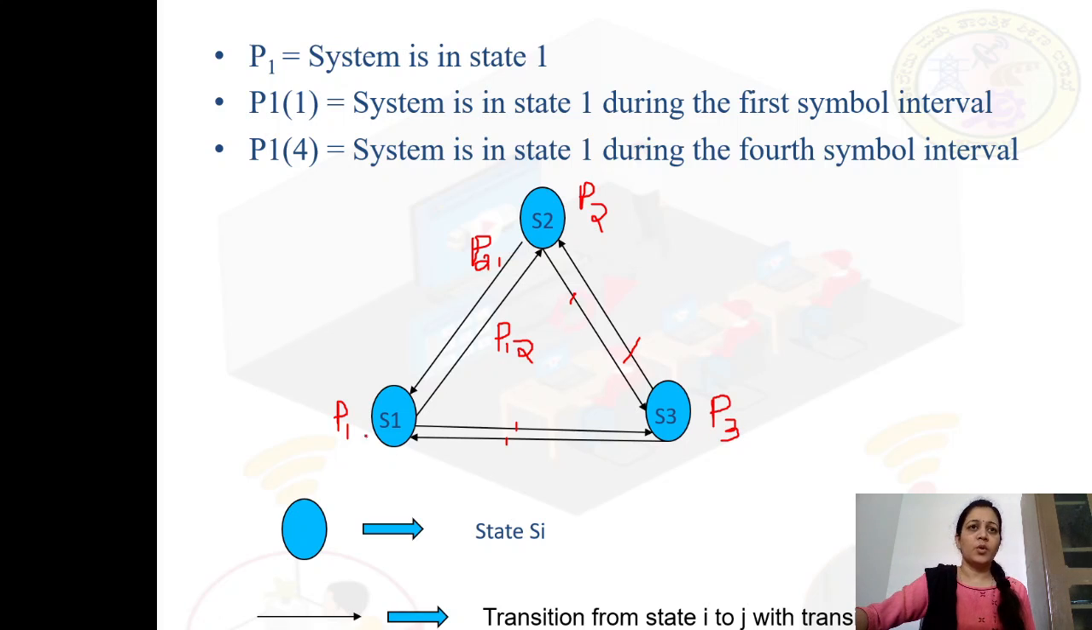Okay, so if I want to say that the source is in state 1 in the first symbol interval, I will represent it like this. The system is in state 1 during the first symbol interval. Even during the fourth symbol interval, if it is in state 1, I will represent it somewhat like this. The system is in state 1 during the fourth symbol interval. So in general, this circle we will be using to represent the state, and these arrows we will be using to represent the transitions. Okay.